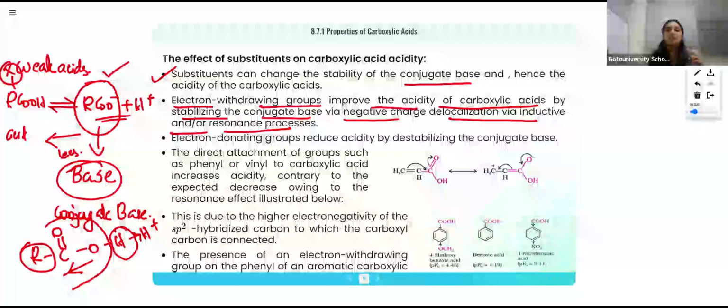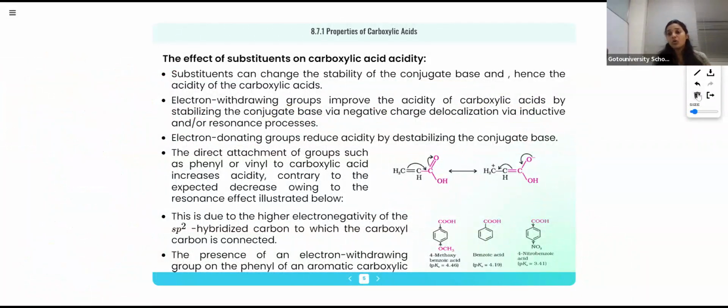Then electron donating groups. What are electron donating groups? I told you plus I groups, right? Like alkyl groups. We discussed that during the stability of carbocations, right? Yes. So plus I groups, electron releasing groups, they will push all the electrons towards the COO group.